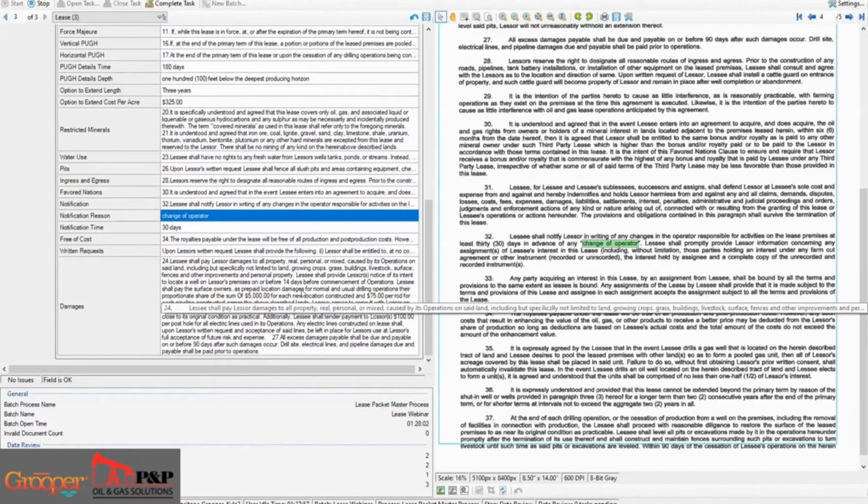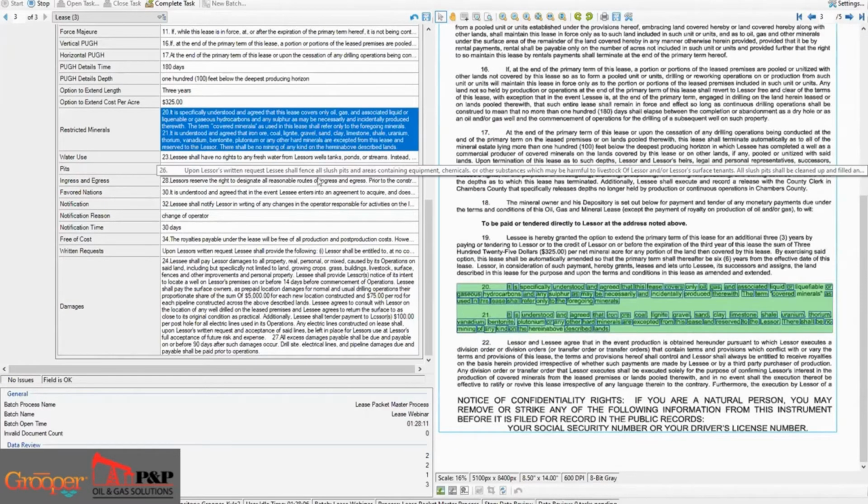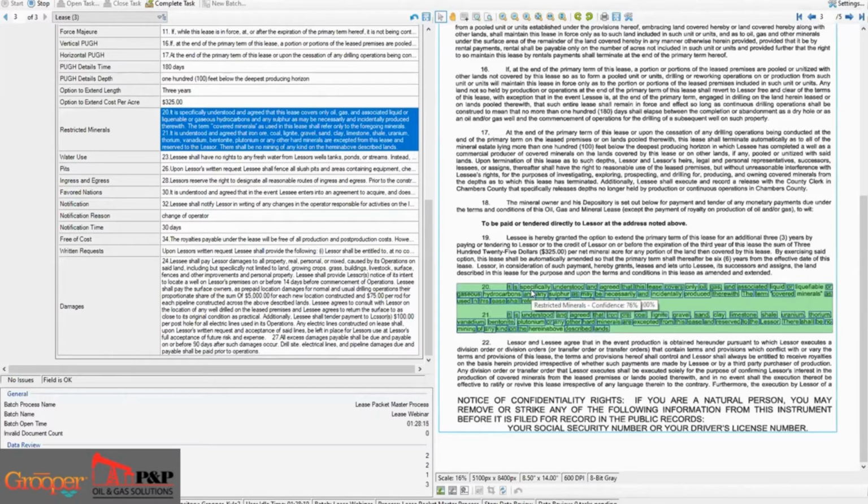But if I get into something like, let's look at this restricted minerals clause, this is where natural language processing and fuzzy logic come in. You'll see here we are at restricted minerals, 76% confident. That is Grooper saying, I'm 76% sure that this is what you want to see as restricted minerals, based on what I've taught it a restricted minerals clause is. And I've told it, show me anything that you're at least 70% sure on for this one. That percentage might vary.